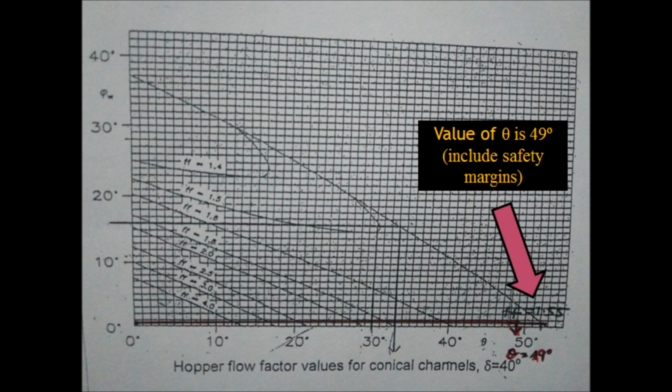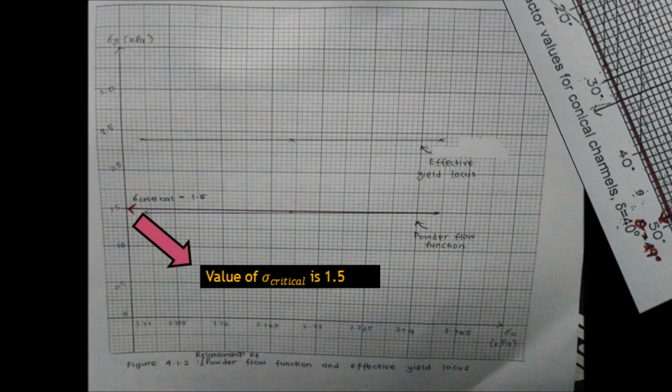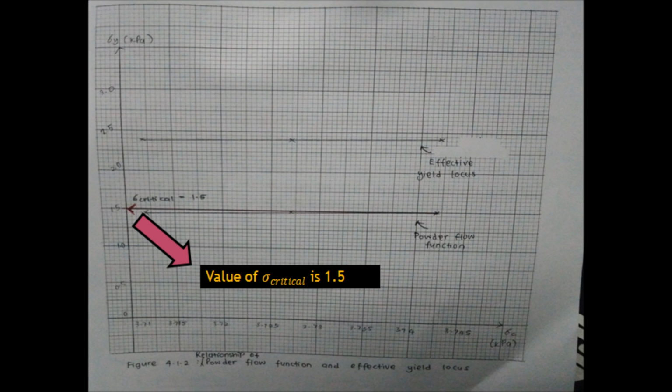From this chart also, we can determine the value of friction factor, which will be used later for determination of the confined yield stress and compacting stress. Next, the value of sigma critical can be determined by plotting the effective yield locus and the powder flow function graph. From their intersection, we can determine the sigma critical of the hopper wall.